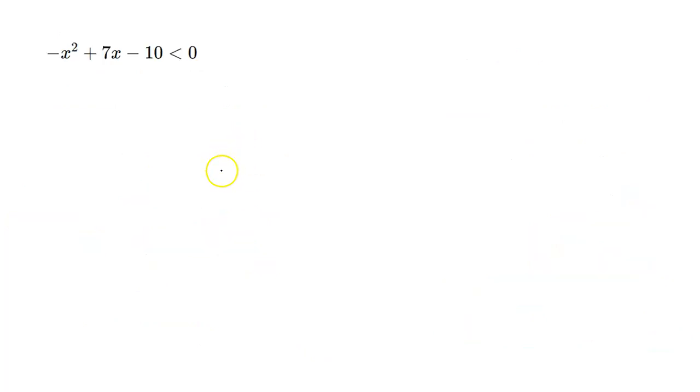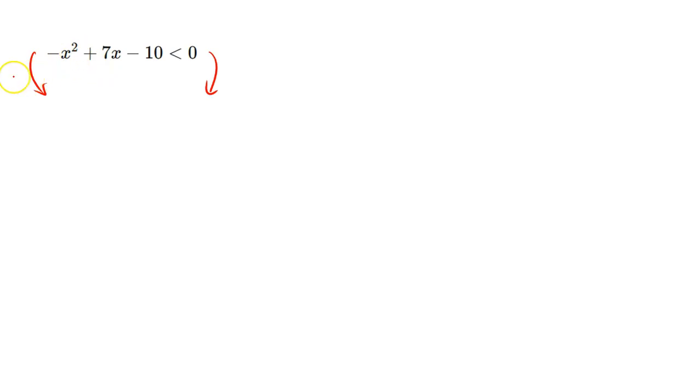Okay, looking at a different sort of problem. So here, in this case, I actually have a -x². Now I don't like that -x². You could go straight into the consider part and find the roots, etc. But actually what I would prefer to do is to change this straight away and get it positive.